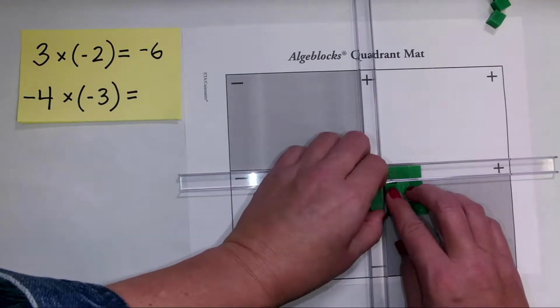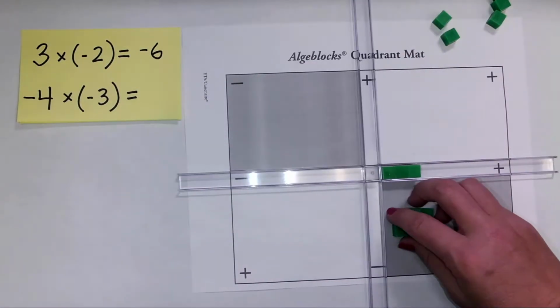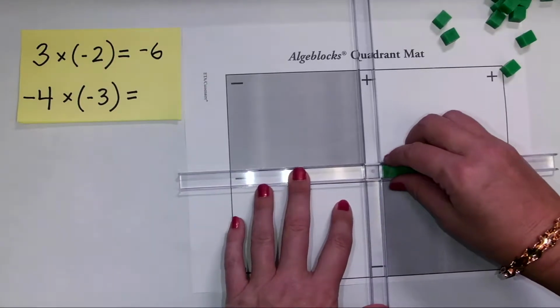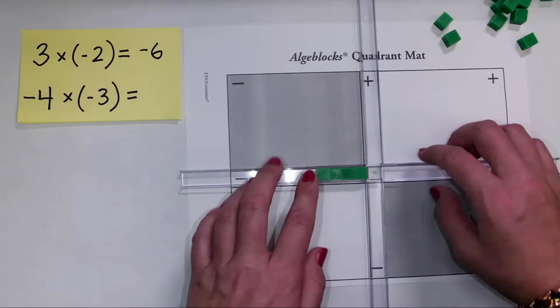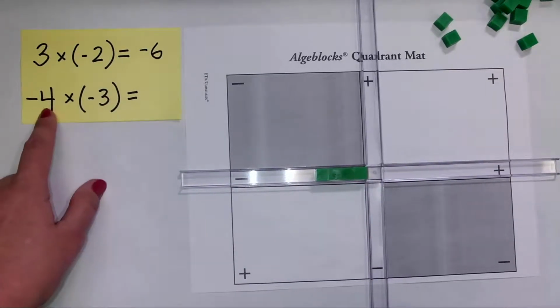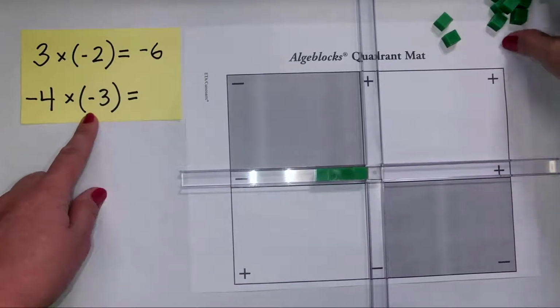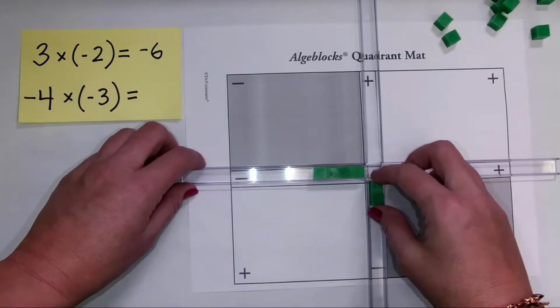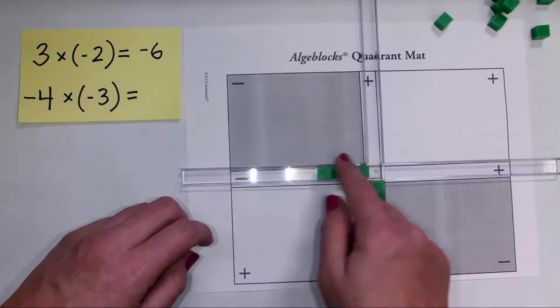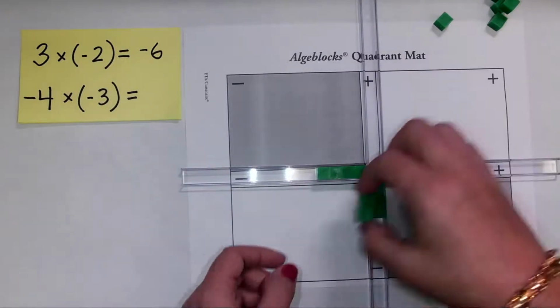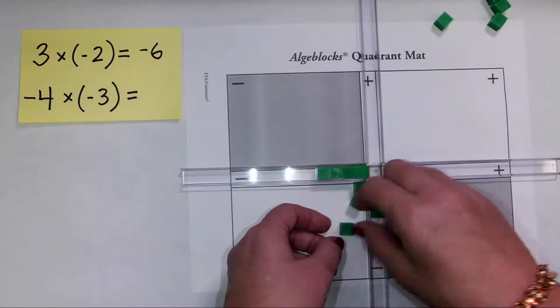Now let's look at this next problem. I'll go ahead and clear out my green cubes. -4 times -3. So we start with -4. That goes over here this time because that's a negative factor, multiplied by -3. Again, we're going to create an area or an array where the multiplication occurs. So I have 4 groups of 3.